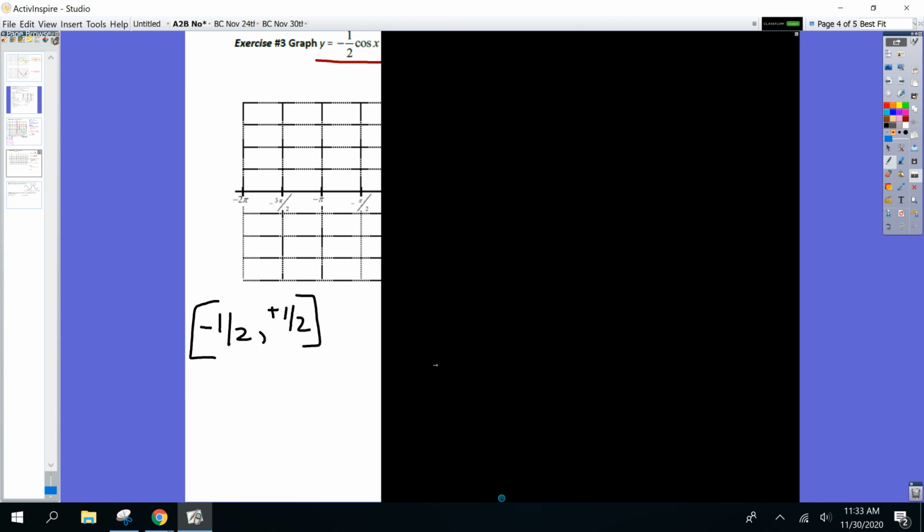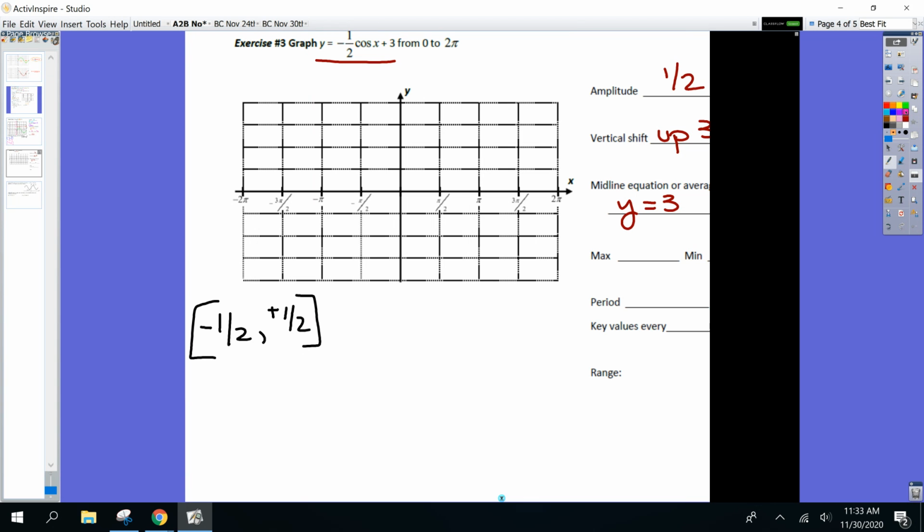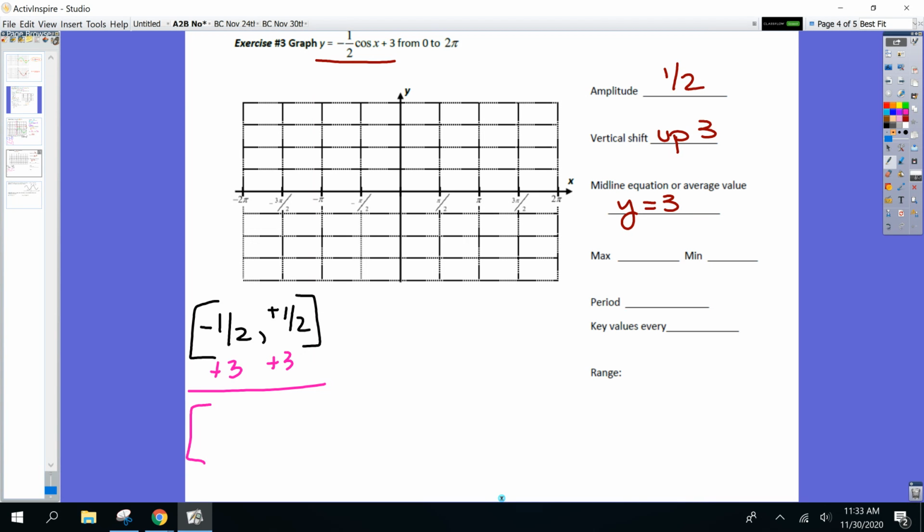All right, Liz, now take both of those and add 3. There you go. Didn't even have to tell you. Perfect. Move up 3. So what's your new minimum now? 2.5 and 3.5. There you go. Good job, Liz. Great job. All right, so my new minimum, 2.5. My new max, 3.5.